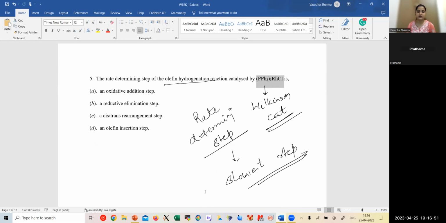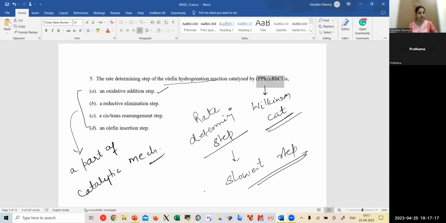हाँ. So I was saying that you were right in saying that rate determining step is the slowest step, and there only we can determine the rate of the reaction, like with what rate it is actually moving. Now it has given 4 options, and these 4 options are a part of the mechanism only. जो हम catalytic mechanism देखते हैं, this is the part of that mechanism only, which involves the oxidative addition step also, reductive elimination also, cis trans rearrangement, and olefin insertion step. So out of the 4 steps, which one is the rate determining step?